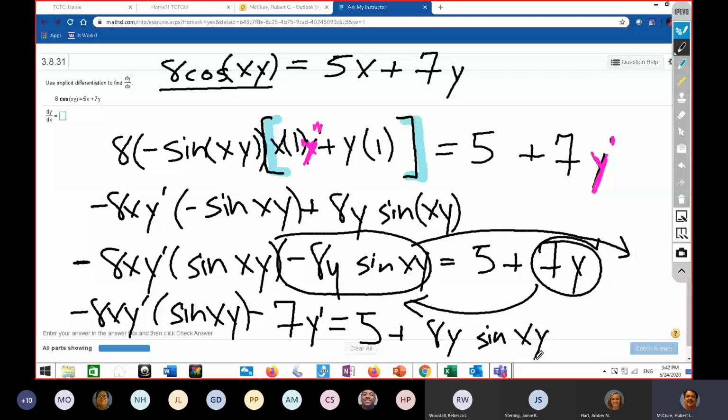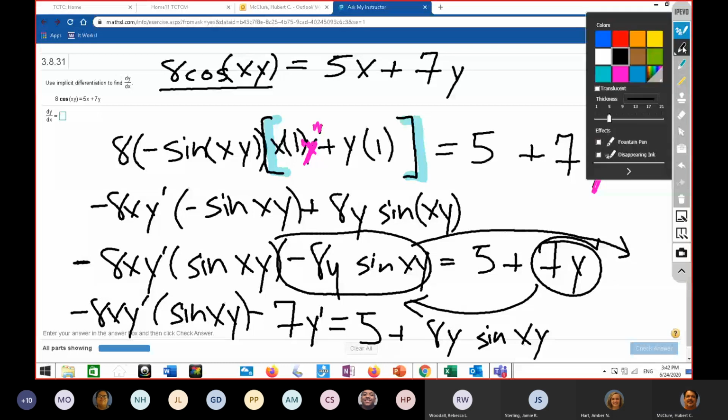Let me go ahead and make it magenta again so you can follow it. This y prime right here. Of course, it's not going to do it right. Sorry. That y prime right there, and this y prime right here, you've got to factor that out.